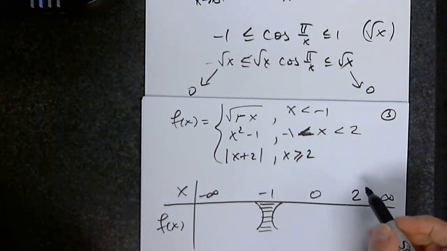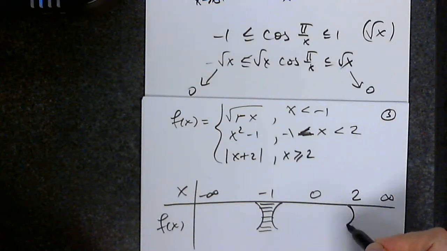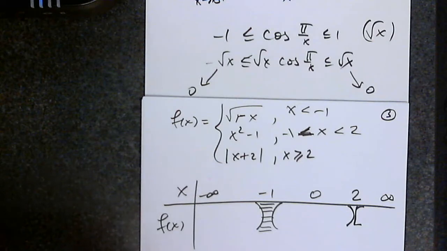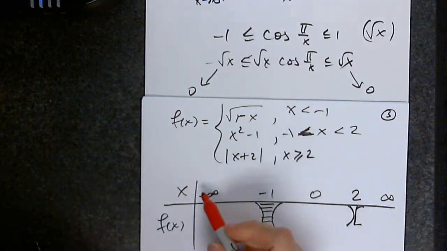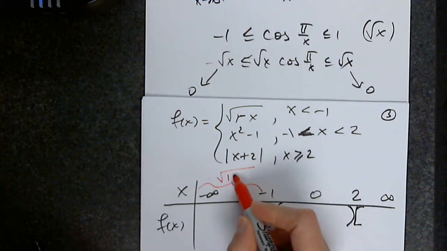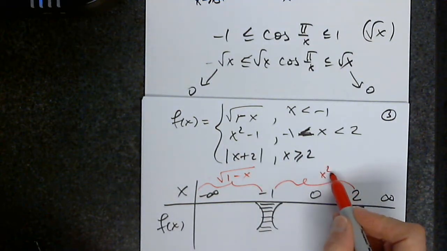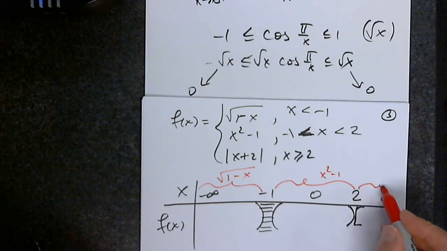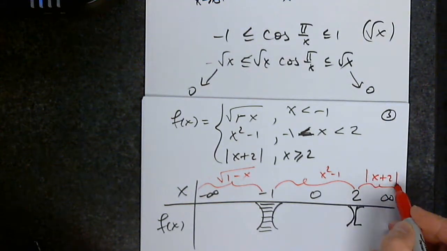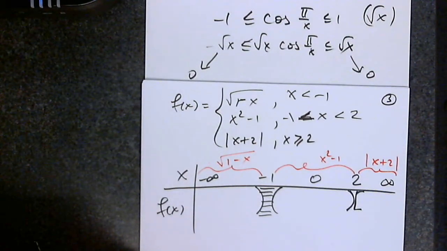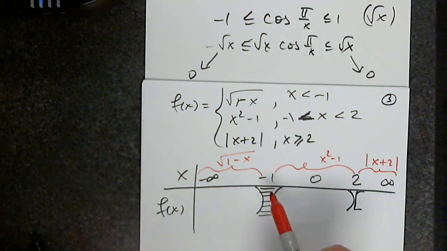So also 2 to the left, a parenthesis and a bracket to the right. So between negative infinity and negative 1, I have to use the square root of 1 minus x. Between negative 1 and 2, I have to use x squared minus 1. And between 2 and infinity, I use the absolute value of x plus 2. Did I copy everything correctly? Is this correct? Okay.